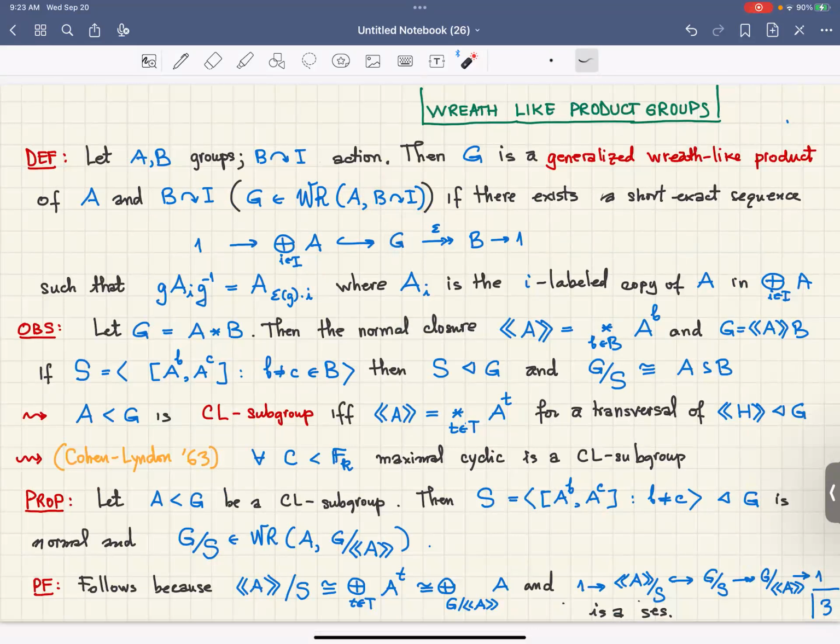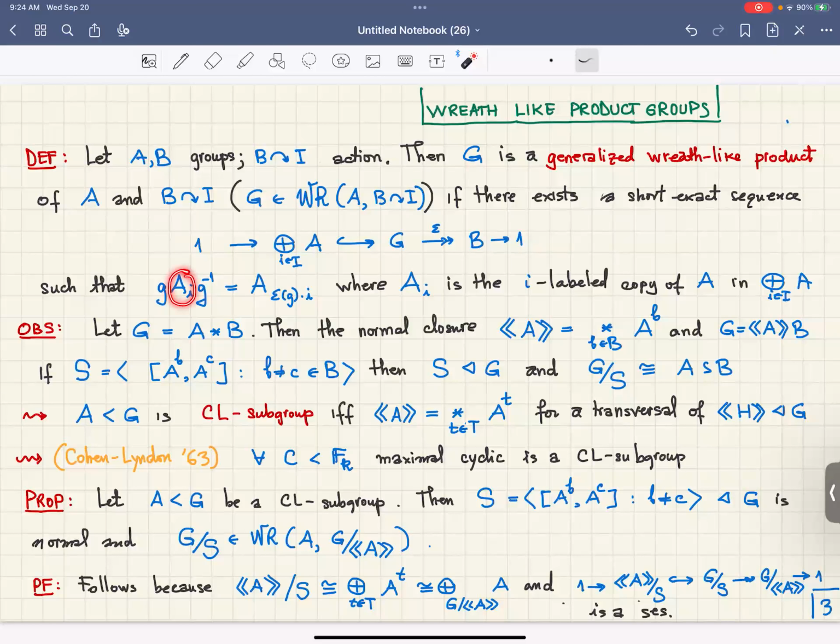So if there is a short exact sequence between this group and B, as written in the slide, the only assumption that you require is that the action by conjugation permutes the factors. Because this group is normal in G, the action by conjugation by elements in G on this group is an action like this. And what I'm saying is that if I take an A-labeled copy, so all these A's are isomorphic copies of A, right?